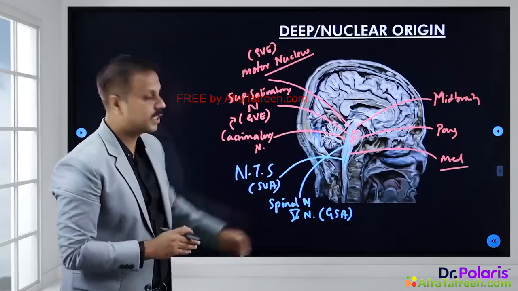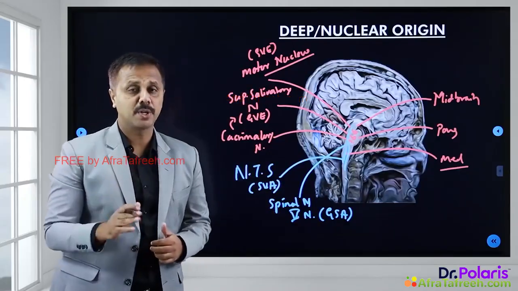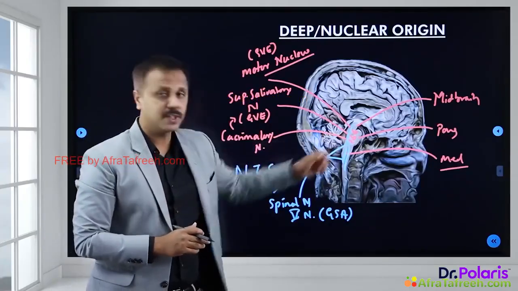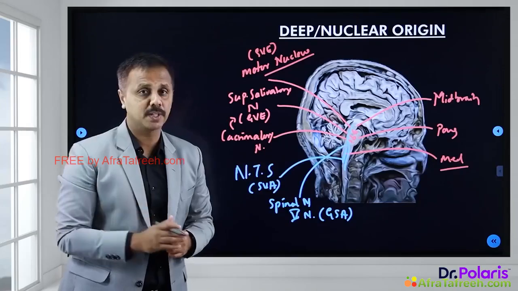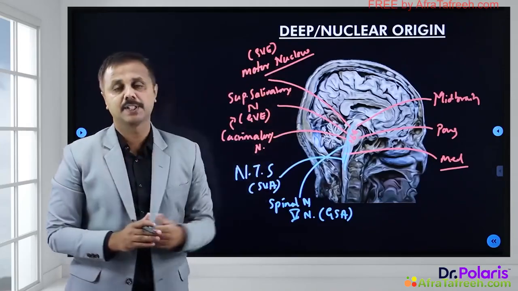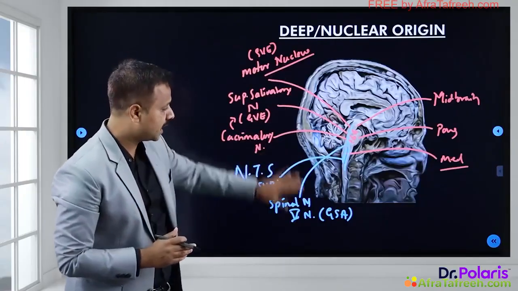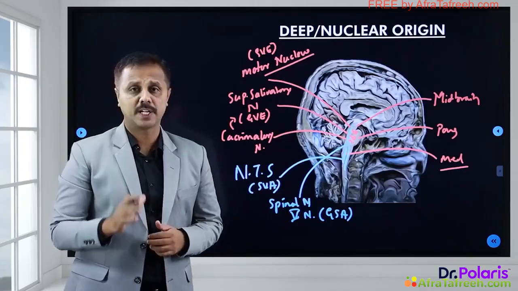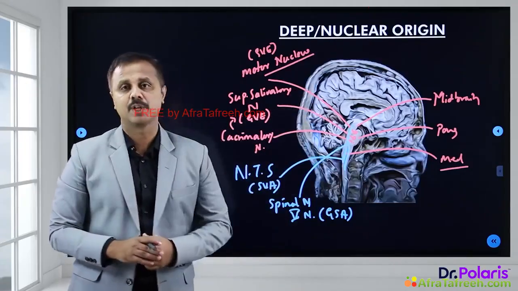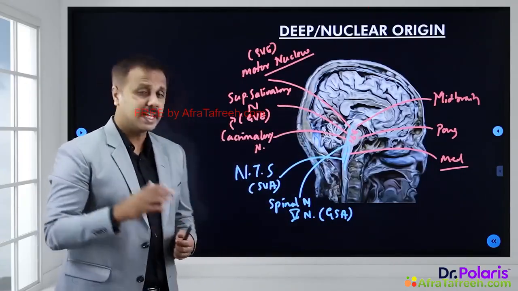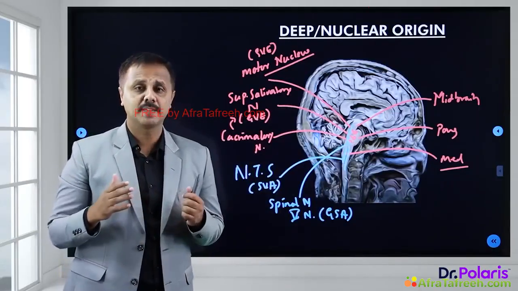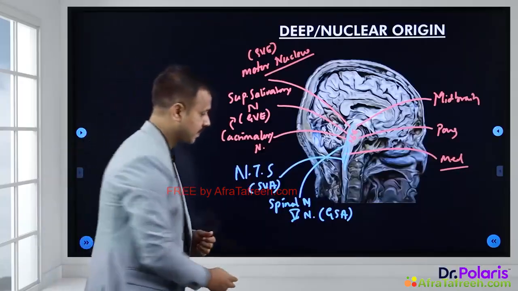This is regarding the deep origin. So what you should know in deep origin? The name of the nucleus, the position of the nucleus, and the fibers contained within the nucleus or the function of that nucleus. Right? So this is regarding the functions or locations of the facial nerve nuclei. Once we know this, let's try to understand how exactly the facial nerve originates.